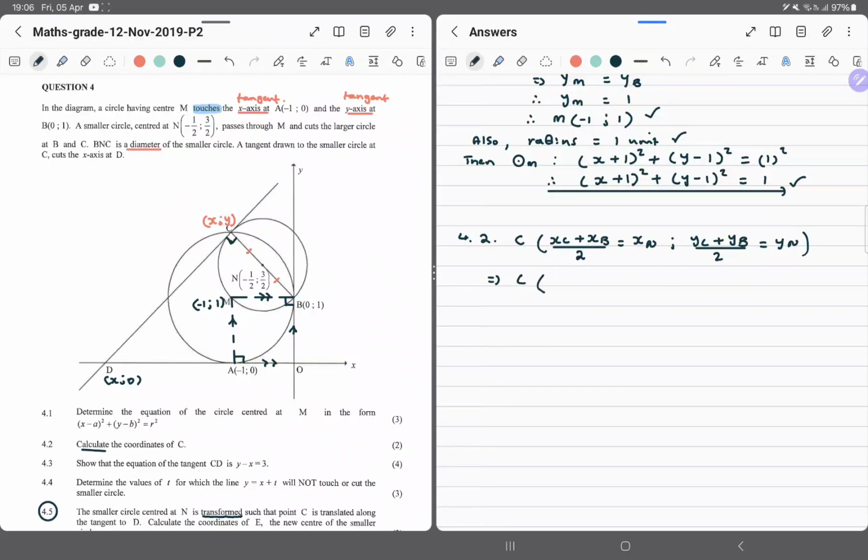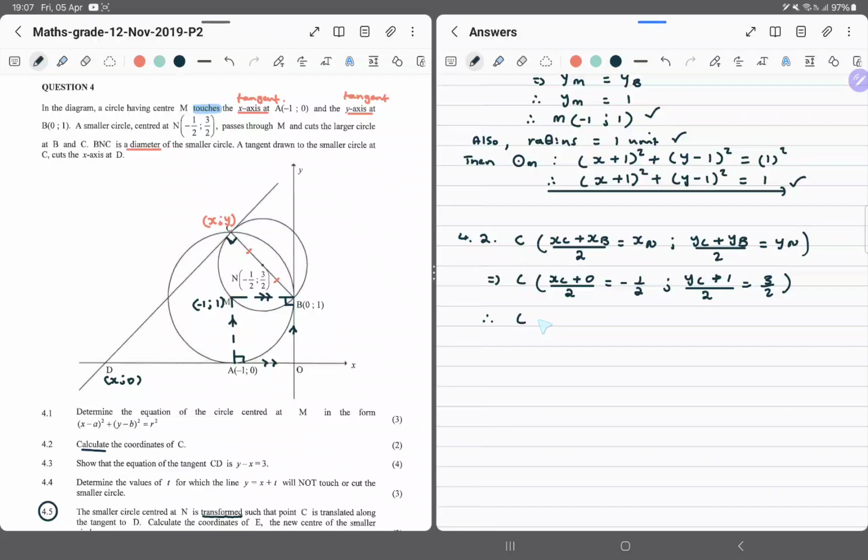This implies that for our point C, x at C, which is what we want, plus x at B, which is 0, over 2 should give us -1/2. And then we want the y at C plus y at B, which is 1, over 2 should give us 3/2. Okay.